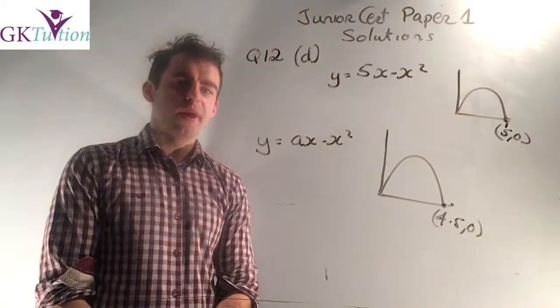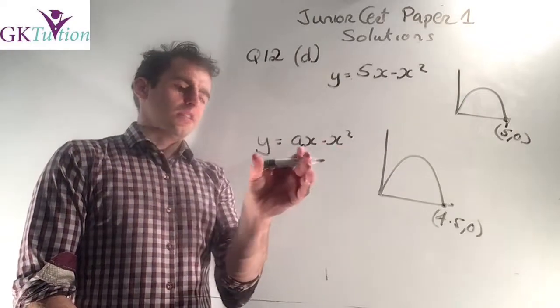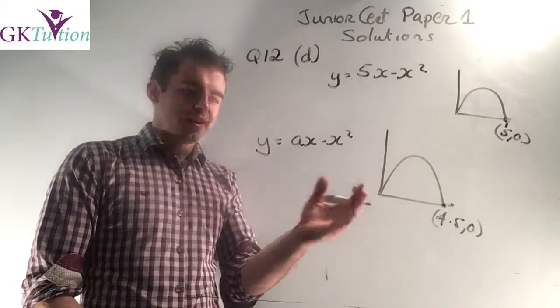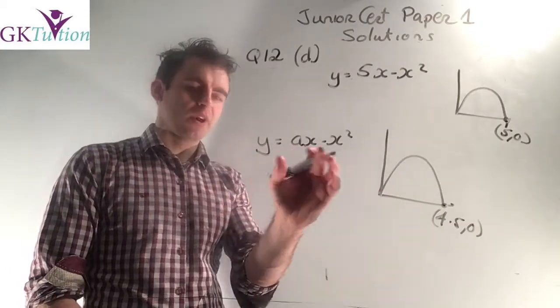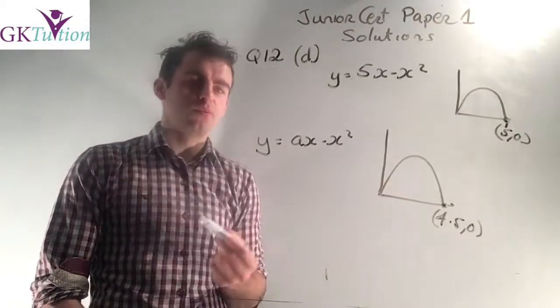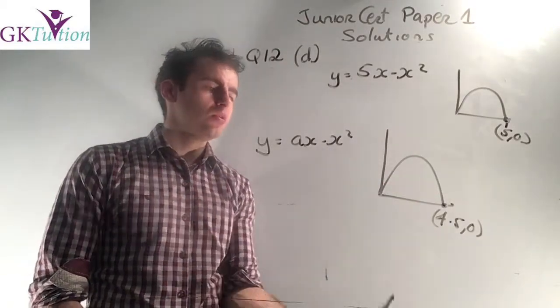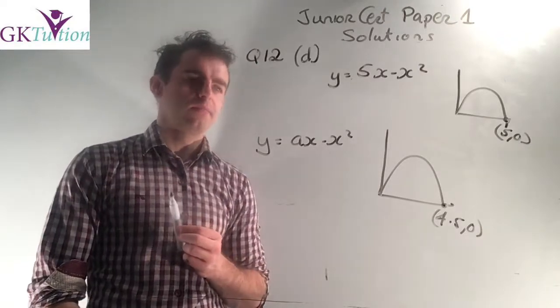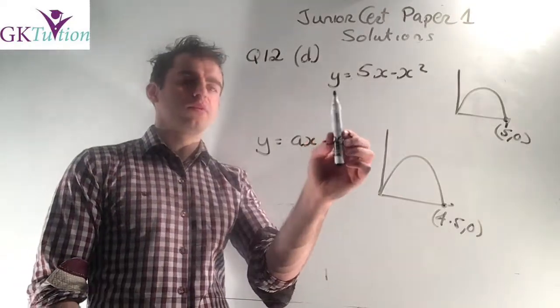For question 12, part D, it's told you that a different football is kicked and the function is y equals ax minus x squared. And they've given you a slightly different graph to the one that you had. They've asked you to use this graph to find the value of a. So you should look back at what we've done previously.